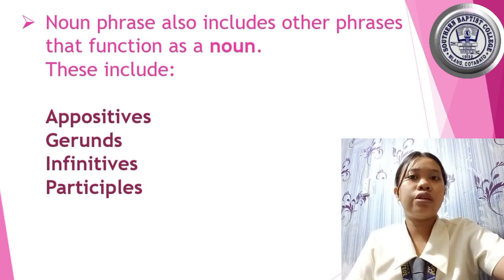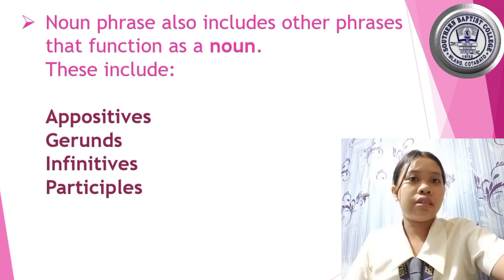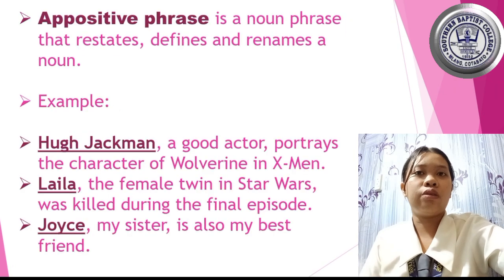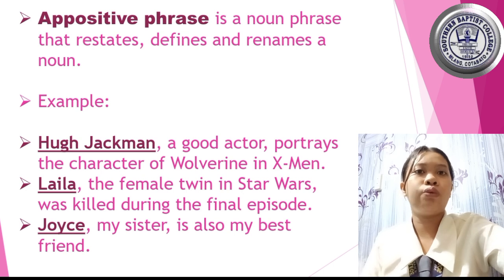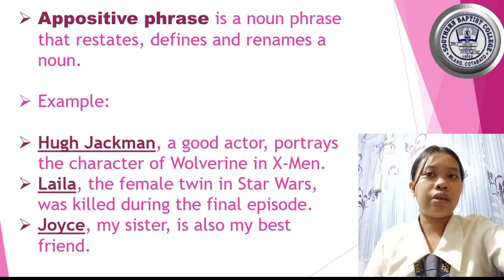The noun phrase also includes other phrases that function as a noun. These include appositives, gerunds, infinitives, and participles. An appositive phrase is a noun phrase that relates, defines, or renames a noun. Example: Hugh Jackman, a good actor, portrays the character of Wolverine in X-Men. Second, Leia, the female twin in Star Wars, was killed during the final episode. Third, Joyce, my sister, is also my best friend.